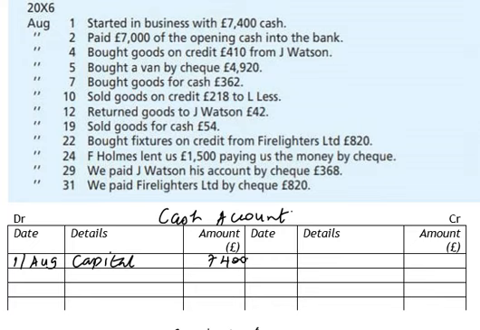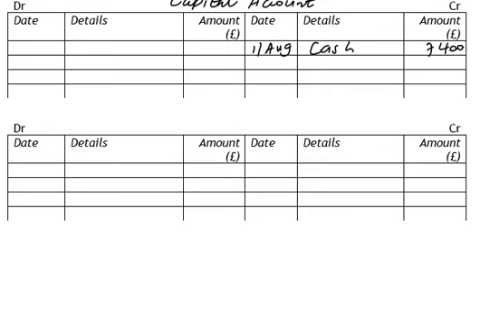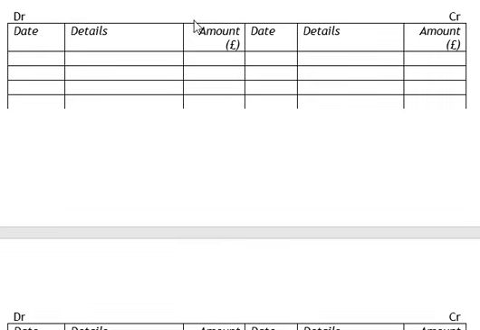So what you'll do on the credit side, this is on 2nd August, you write bank, that is 7,000. But of course, remember, we have to record each transaction twice. We have to make two entries. So you have to create a bank account.